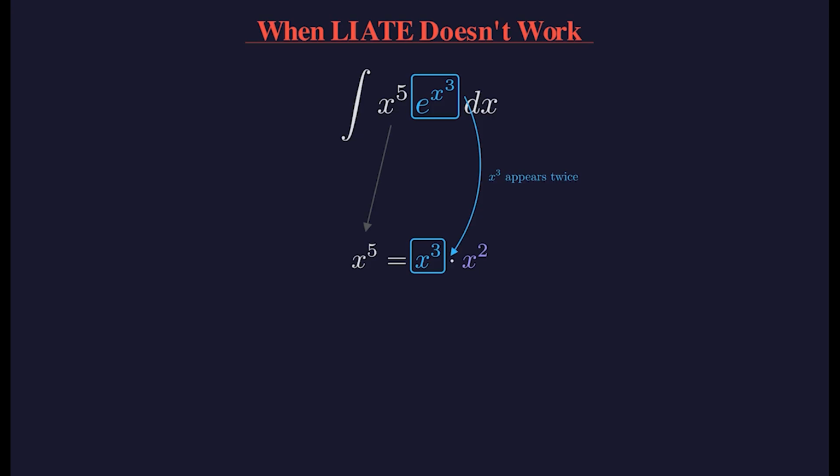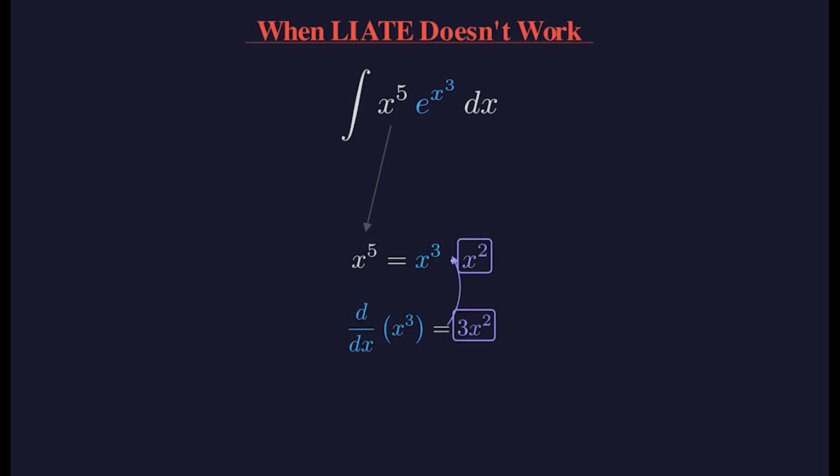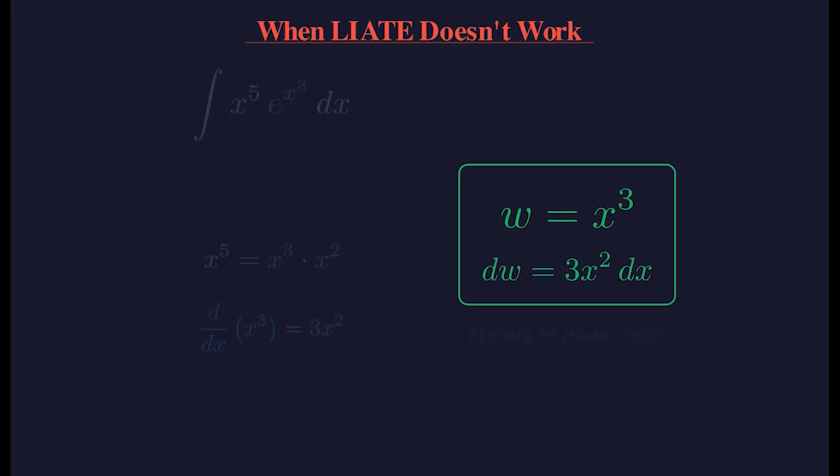And what else do you notice? Well, the derivative of x to the power 3 is 3x squared, and we also have an x squared here. As a result, if you're thinking what I'm thinking, there's a substitution here hiding in plain sight. Let's let w equal x to the power 3. That means that dw is going to equal 3x squared dx.